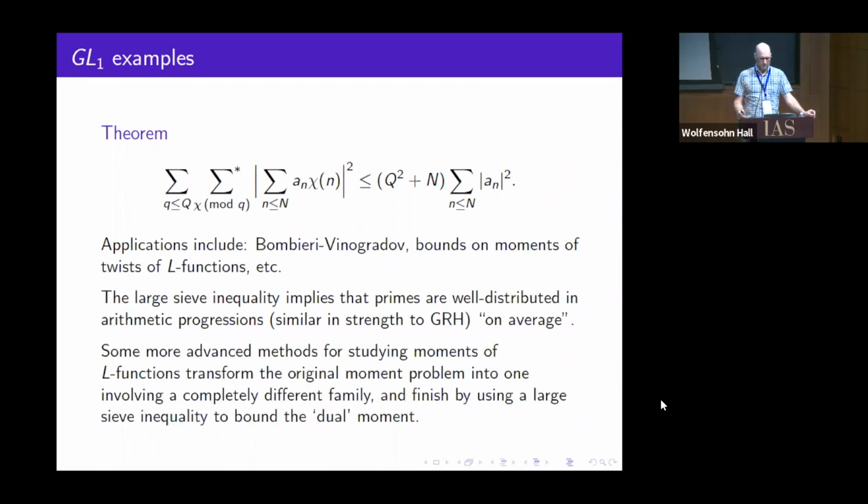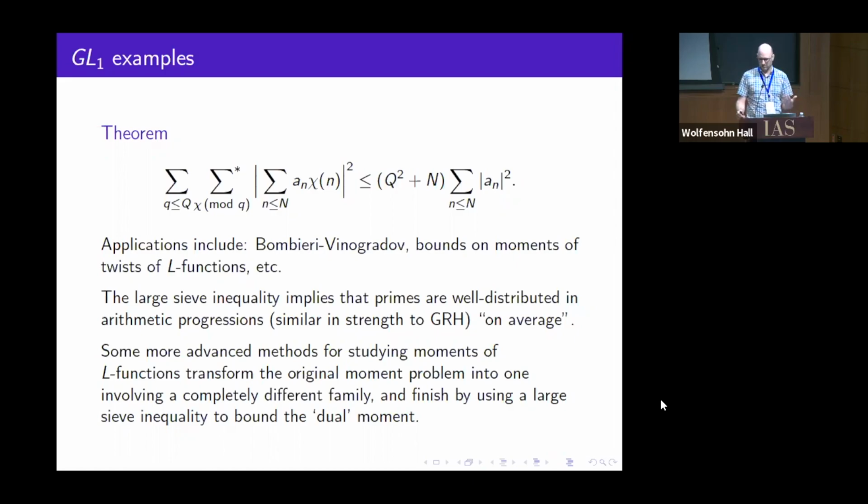Another thing I wanted to point out is that a large sieve inequality by itself is useless for proving a subconvexity bound or just proving cancellation in any given sum. If you care about one particular choice of coefficients a_n, and you want to prove cancellation in that one particular vector, the large sieve cannot do that. You could always choose your vector to correlate with your chi of n's, and then you get no cancellation for that one bad choice of vector. So there's no hope in using this to prove subconvexity by itself.